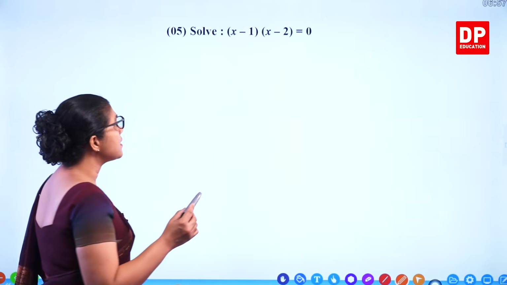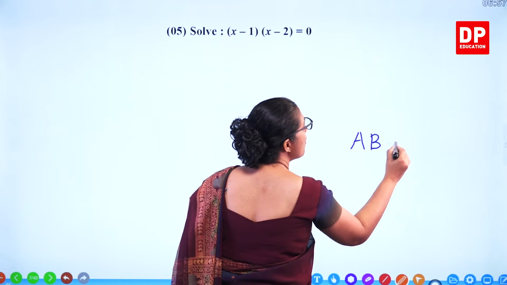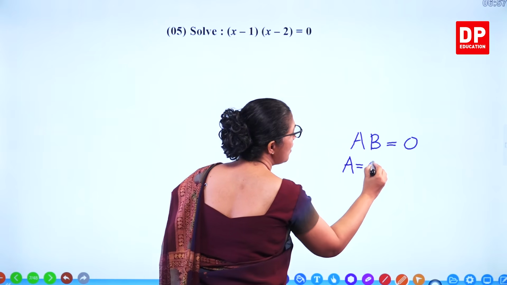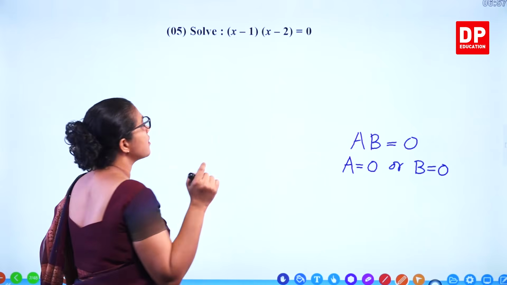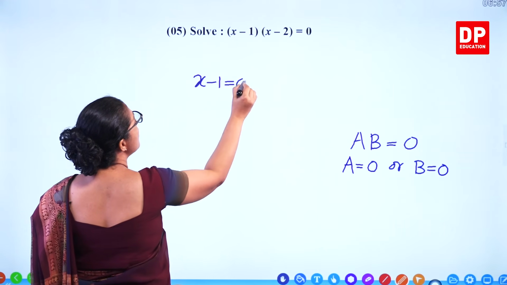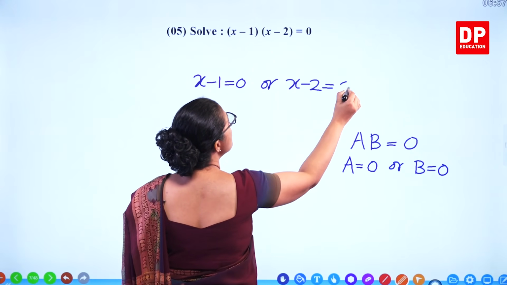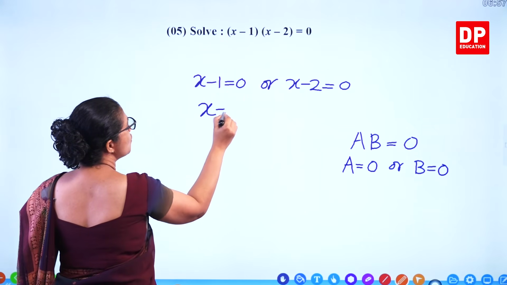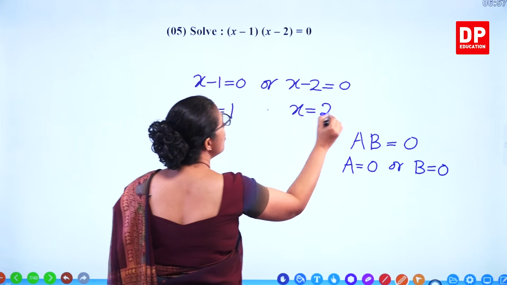Solve. The product is equal to 0. So if 2 products are there equal to 0, you can say either A should be equal to 0 or B equals 0. So this is also a product. What can you say about these two products? X minus 1 should be equal to 0 or X minus 2 should be equal to 0. So what are the two values? X is 1 or X is equal to 2.